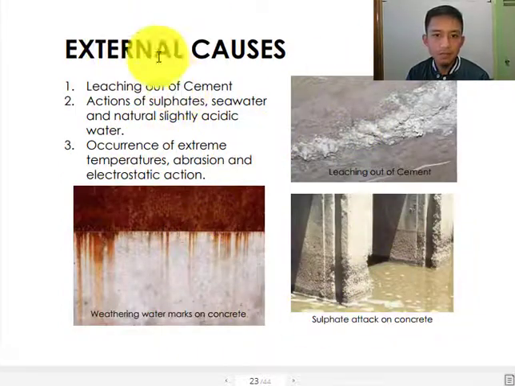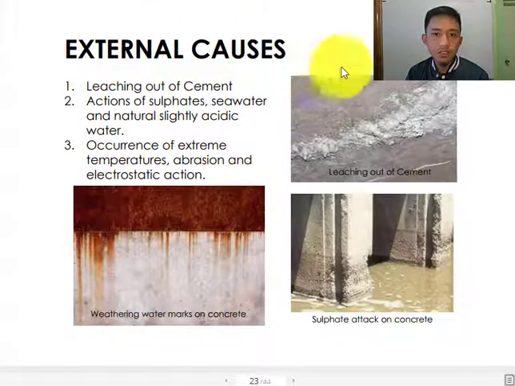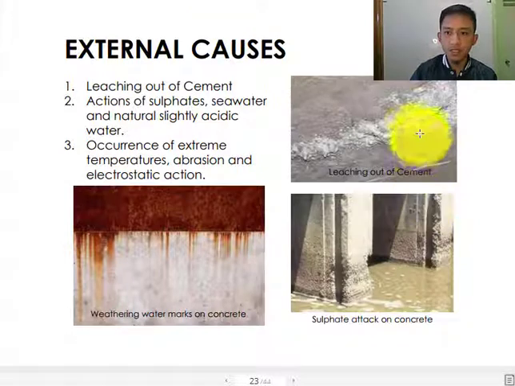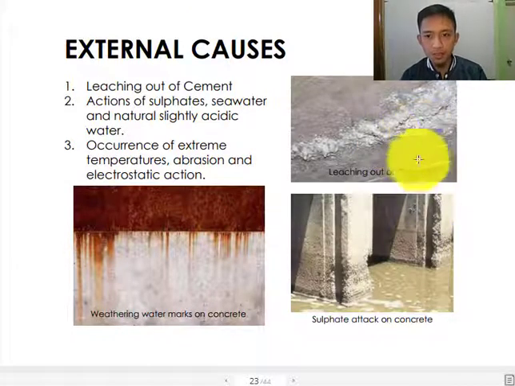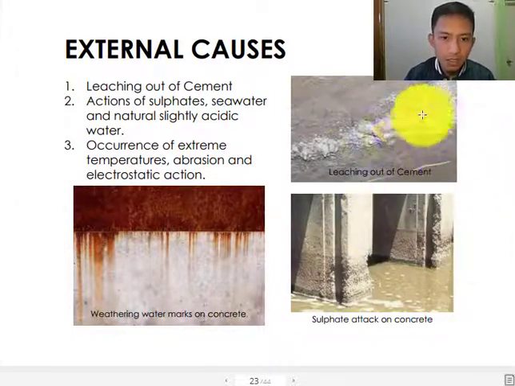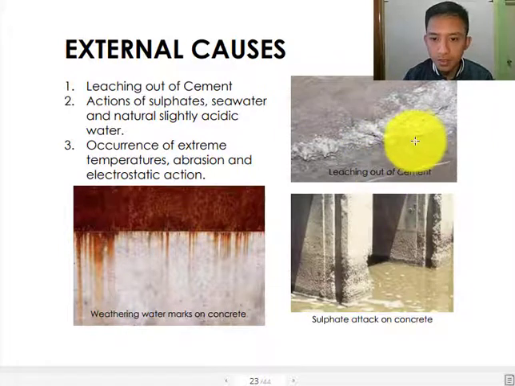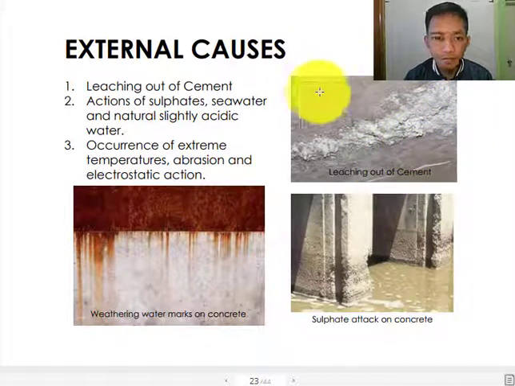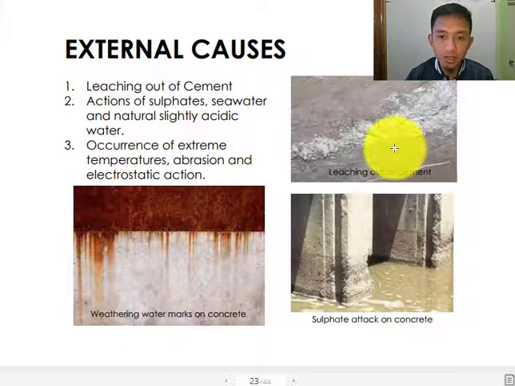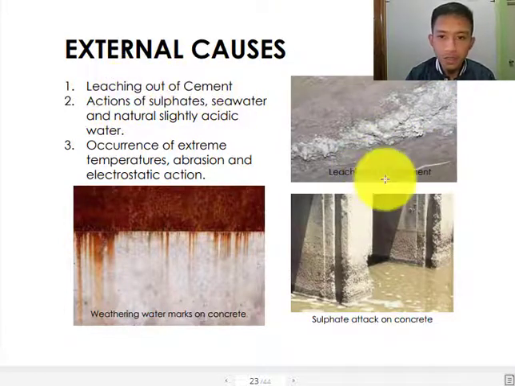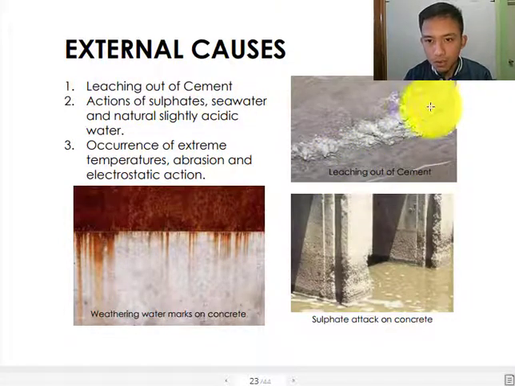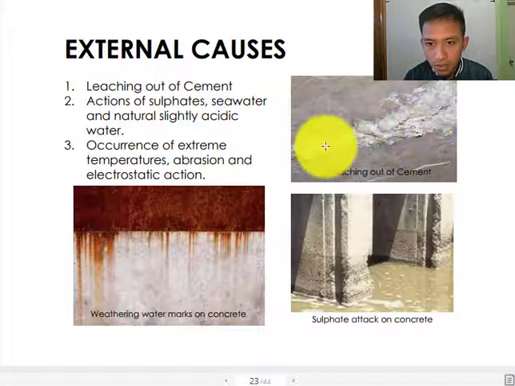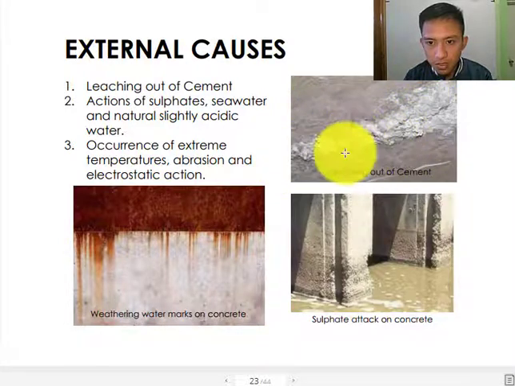Okay, so external causes. Leaching out of cement. So these are the failures externally of your, what do you call this one, hardened concrete. So leaching out of cement. As you can see, we have this cement-like or salt-like deposit outside the concrete, that is leaching out of cement.